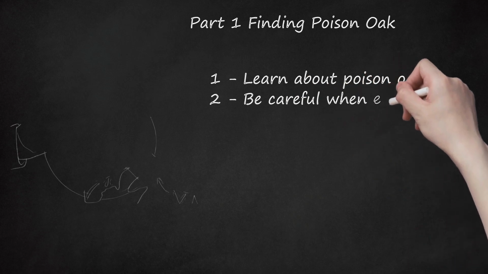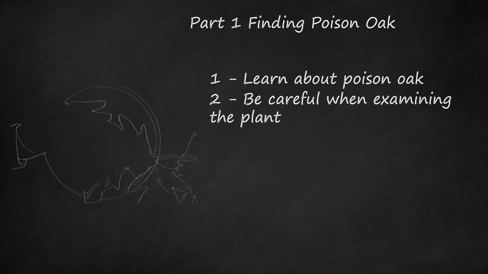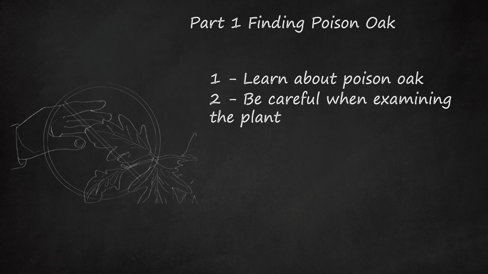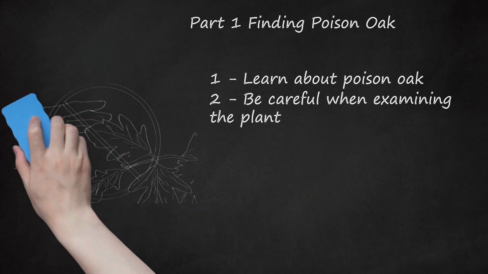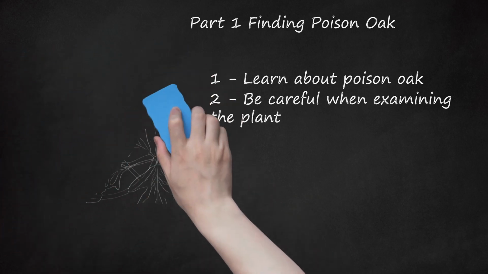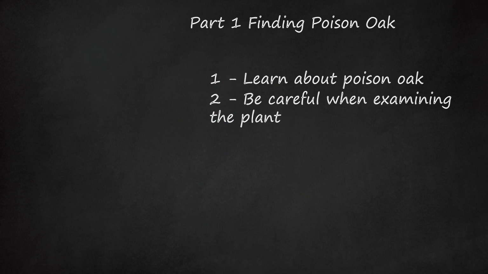2. Be careful when examining the plant. A good way to avoid a poison oak rash is to never touch a plant that you think may be poison oak. In order to get close enough to the plant to identify it, use a stick or a gloved hand to examine it more closely. If it turns out to be poison oak, make sure anything that has come into contact with the plant is washed with soap and water.